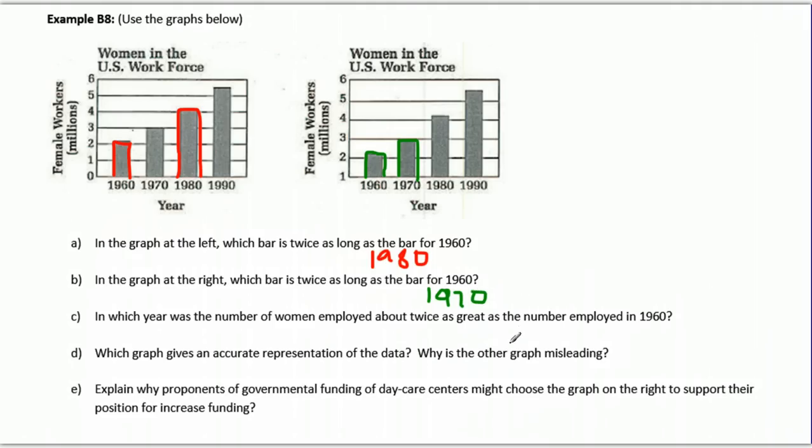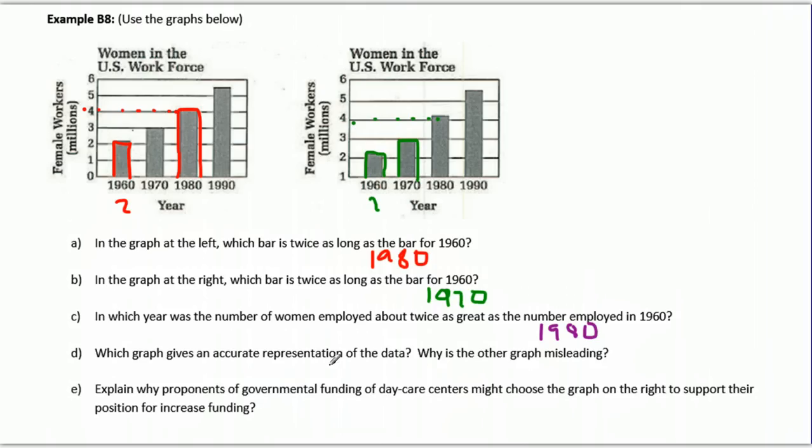So 1970. In which year was the number of women employed about twice as great as the number employed in 1960? Well, let's look at the actual numbers now. The number of women employed in 1960 was about 2 million, so double that should be about 4. So when was it 4? 4 was in 1980. And if we look at this graph here, this is just over 2, so it's about 2 over on this graph, and we double that and get 4. And this graph also confirms that 1980 was the year when the number of women doubled.